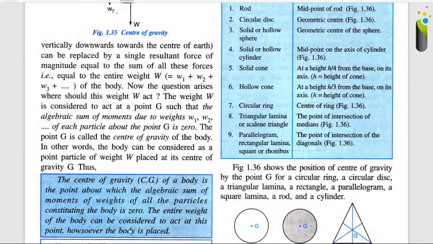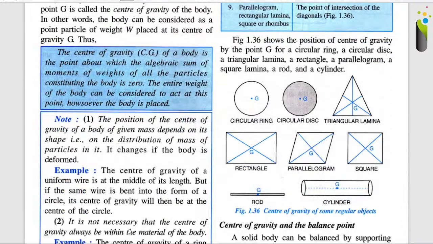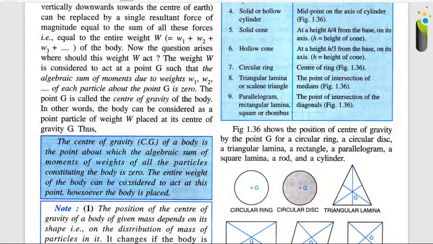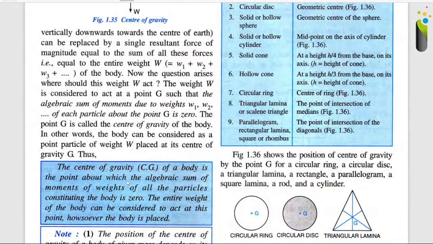Okay. Second one, circular disc. The center of gravity is the geometric center. Once again, you can look at the figure so that you get to know the circular disc. That is this one, if you can look at the pointer that I'm pointing at. Third one, solid or hollow sphere. The center of gravity will be the geometric center of the sphere.